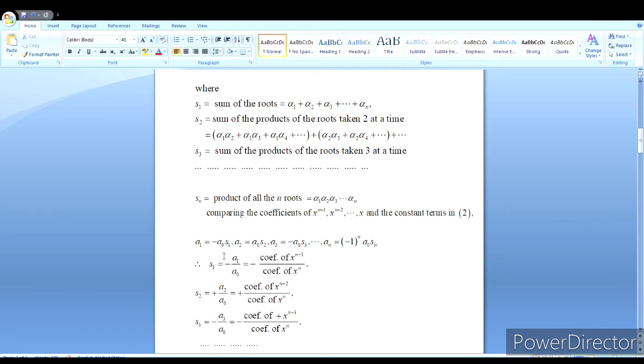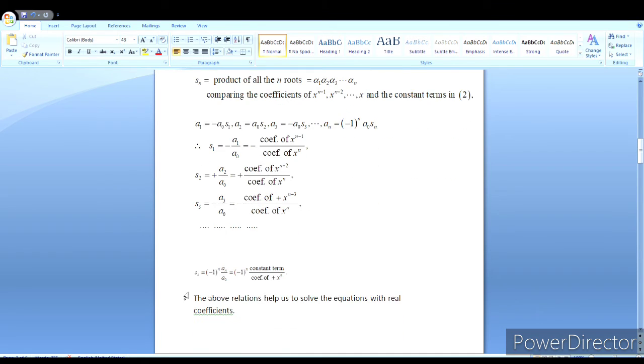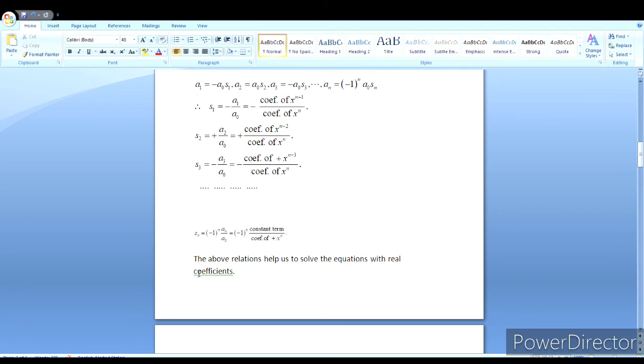Therefore, s1 equals minus a1 by a0, which is minus of the coefficient of x power n minus 1 divided by the coefficient of x power n. S2 is a2 by a0, that is the coefficient of x power n minus 2 divided by the coefficient of x power n. S3 is minus a3 by a0, which is minus of the coefficient of x power n minus 3 by the coefficient of x power n, etc. Now Sn is minus 1 power n an by a0, that is minus 1 power n times the constant term divided by the coefficient of x power n. The above relations help us to solve equations with real coefficients.